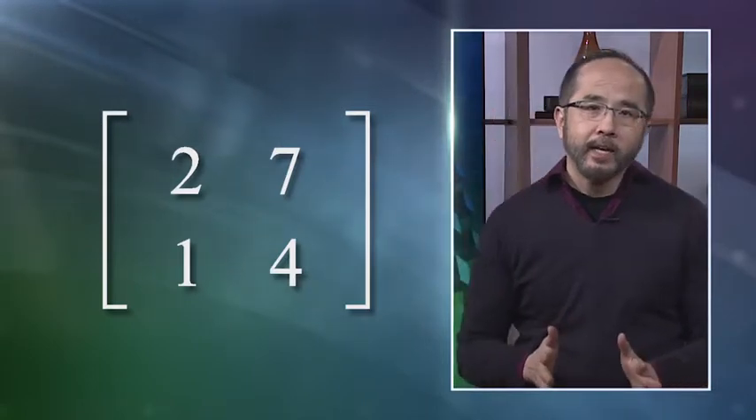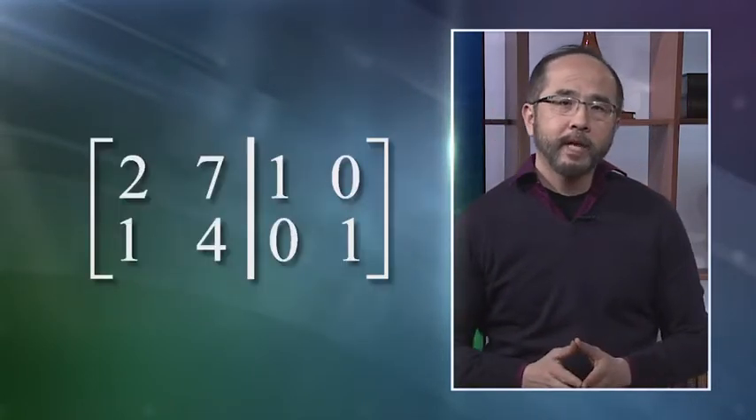Let's do an example. Suppose we want to use this method to invert the matrix A with entries 2, 7, 1, 4. Yeah, I know, we already have a formula for 2 by 2 matrices, but let's just use this example to see how the method works. First, we augment the matrix with the identity on the right-hand side, like this.